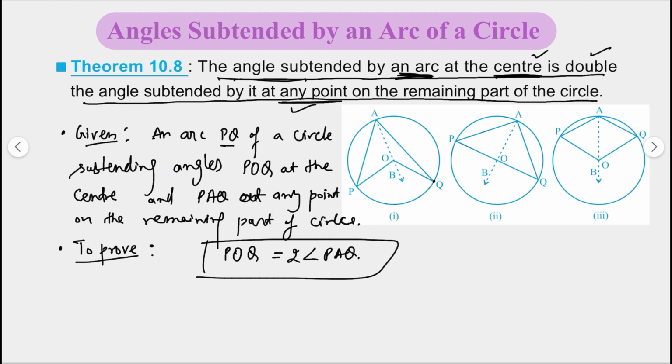We can prove this for any of these three figures. We'll be considering the first one, and this will also be true for the other two. So we have to prove that the angle POQ is double the angle PAQ.